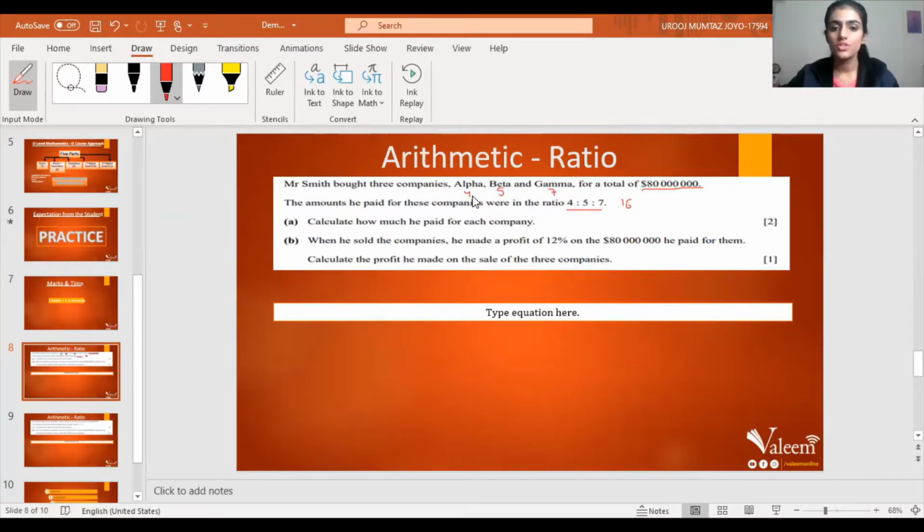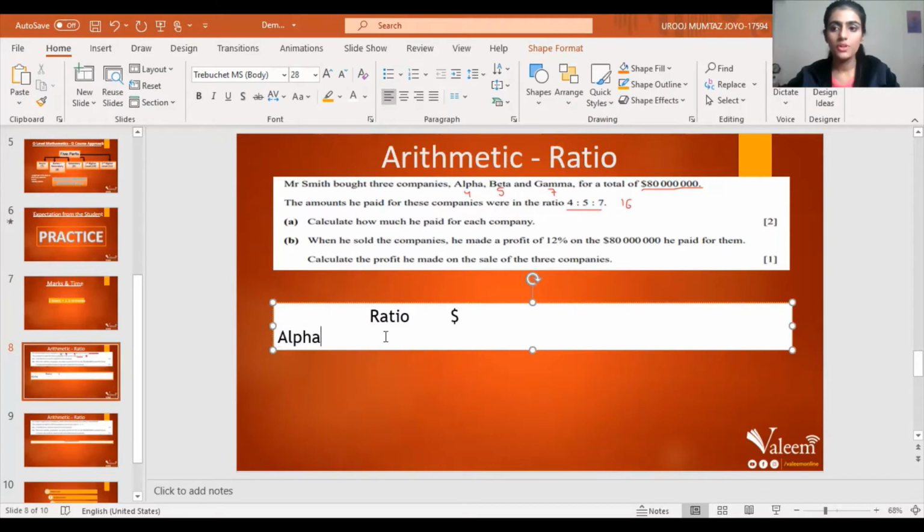Now we have the ratios for Alpha, Beta, Gamma. We know the total amount. We know the total ratio too. We calculate the ratio now. It's 4 plus 5 plus 7. That's how we got the total ratio. Now we will see question part A, which says calculate how much he paid for each company. So for now, we will calculate for Alpha.